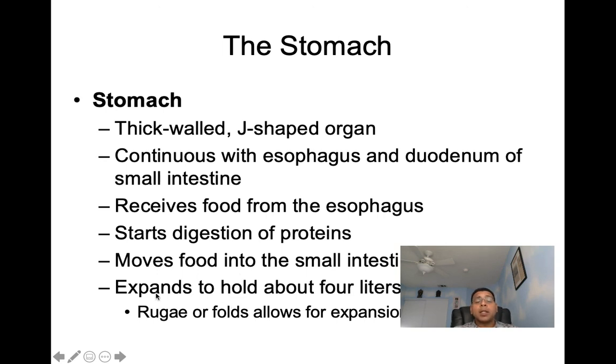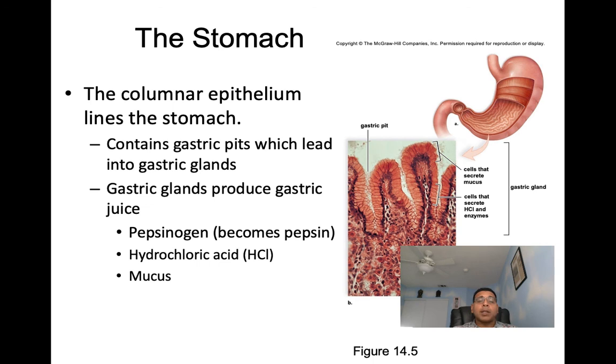The stomach, you can see, is able to expand to hold about 4 liters when it's completely full. And the stomach is going to have rugae, or longitudinal folds, that allow for the expansion. Now, when we talk about the stomach lining, we can see this internal lining, this epithelial layer we talked about inside of here, the mucosa, is going to be columnar epithelium. So columnar epithelium is going to be lining the stomach, and it's going to have millions of gastric pits. These gastric pits, they're going to lead to gastric glands.